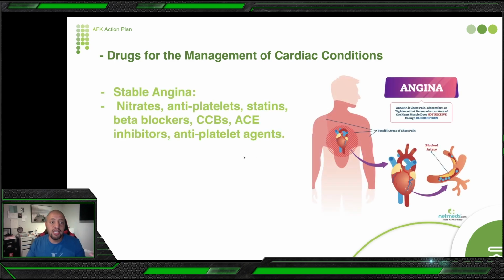The second cardiac condition is angina. Angina happens due to less blood supply going to your heart itself. And when this happens, angina appears as a chest pain, discomfort, or tightness that occurs when an area of the heart muscle does not receive enough blood oxygen.